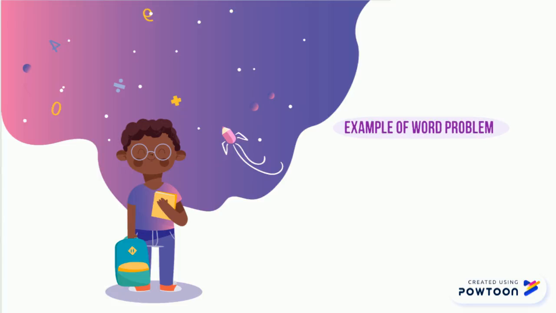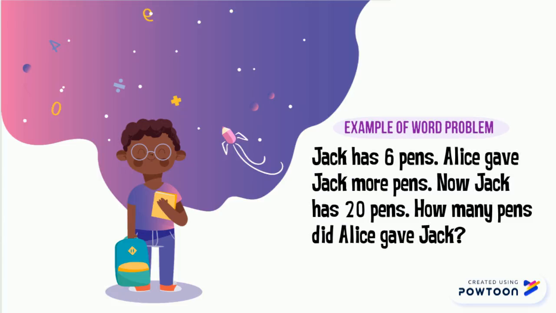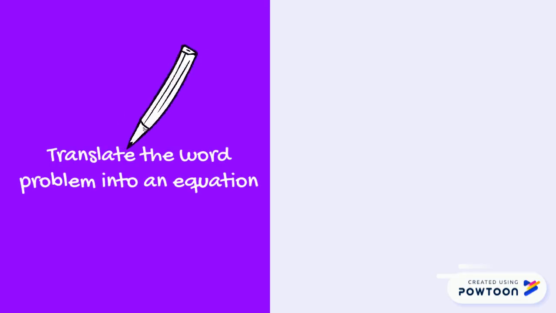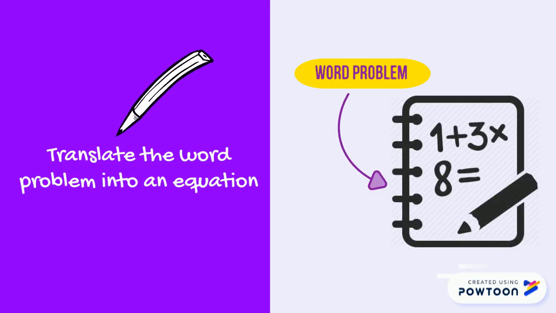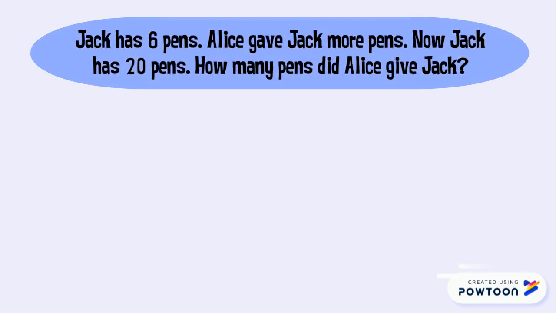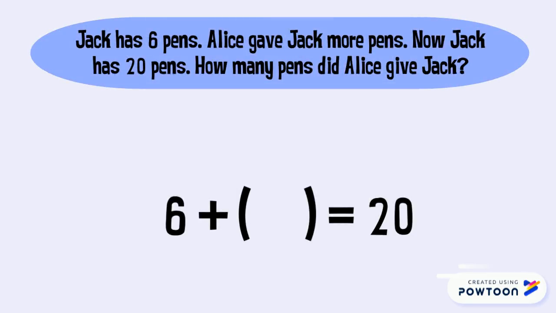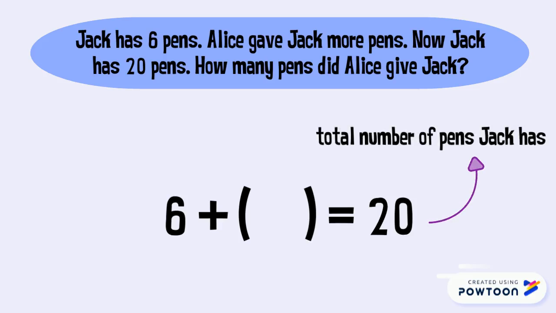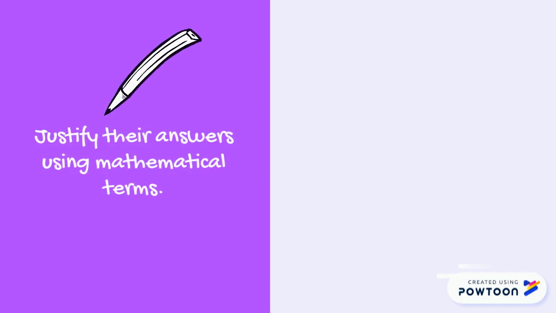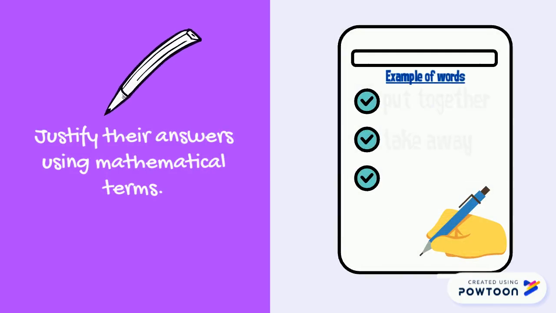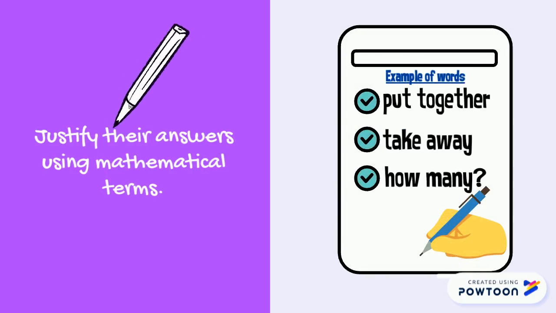For mathematically gifted students, they will be given the same word problem as well. For this activity, students will have to translate the word problem into an equation without the help of any manipulative and illustration. Let's take a look at how to solve it. Students should be able to extract the key points such as the total number of pens Jack has and the number of pens Jack has before Alice gave him more to construct an equation. Once the equation is constructed, students will now find the number of pens that Alice gave Jack. Once students have completed the activity, they will have to justify their answers using mathematical terms. These are the examples of words they can use.